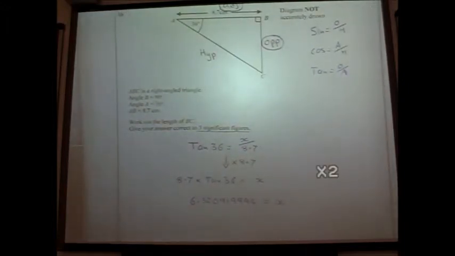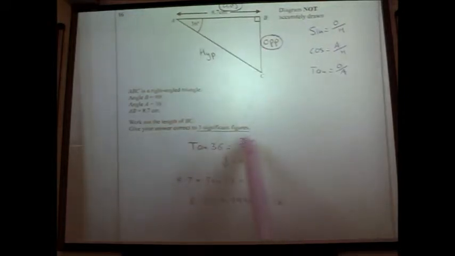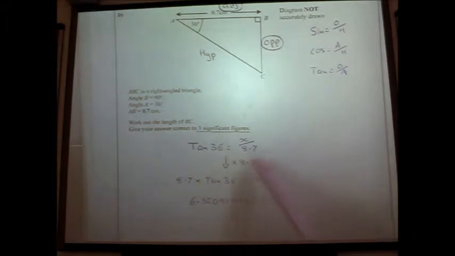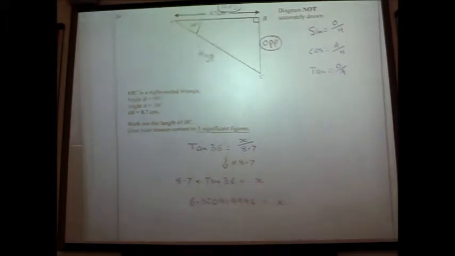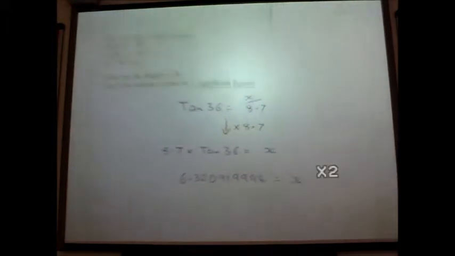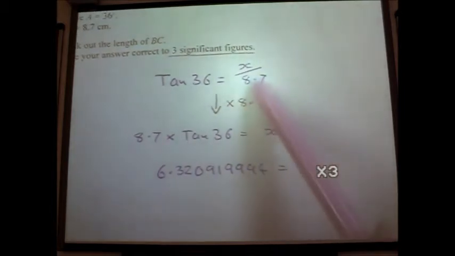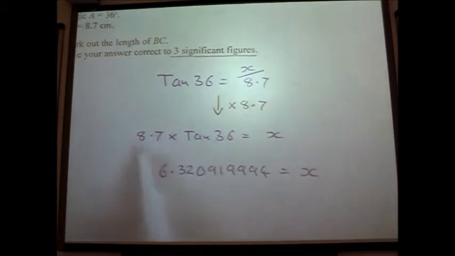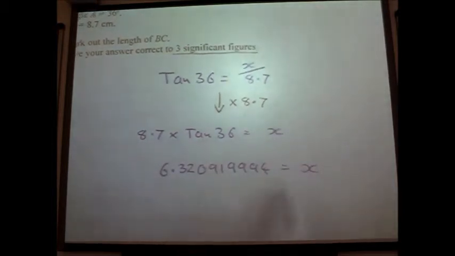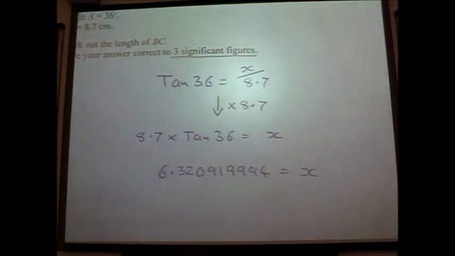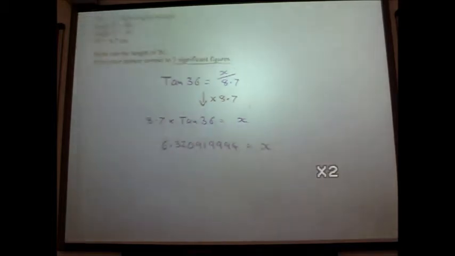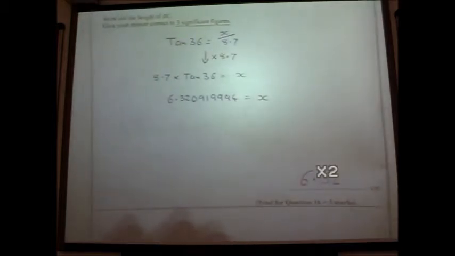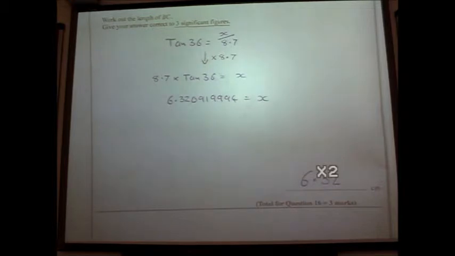Tan 36, so tan the angle, equals the opposite, which is x, over the adjacent. So I want to get x on its own, so multiply by 8.7, because x has been divided by 8.7. How do you undo divide by 8.7? You times by 8.7. So 8.7 times tan 36 is that. It says give the answer to 3 significant figures, so the answer is 6.32 to 3 significant figures.